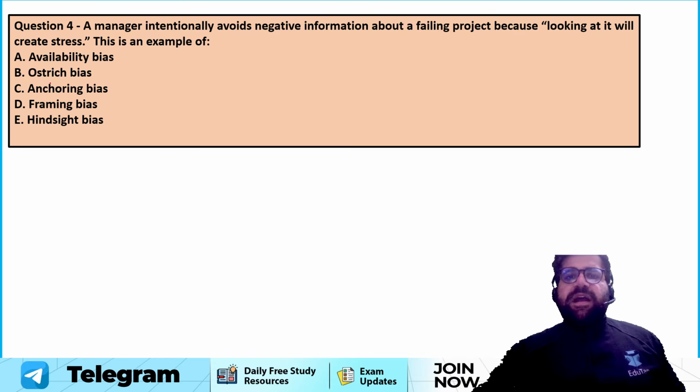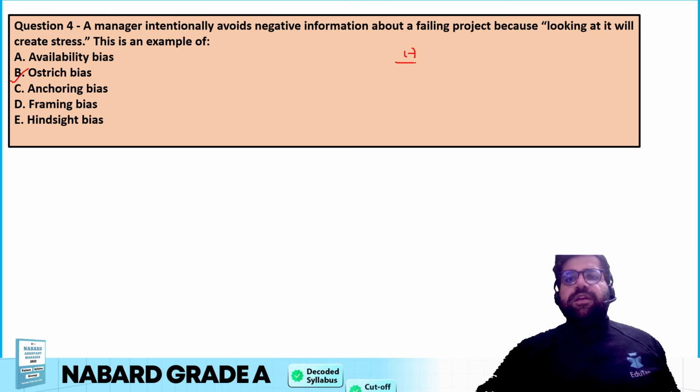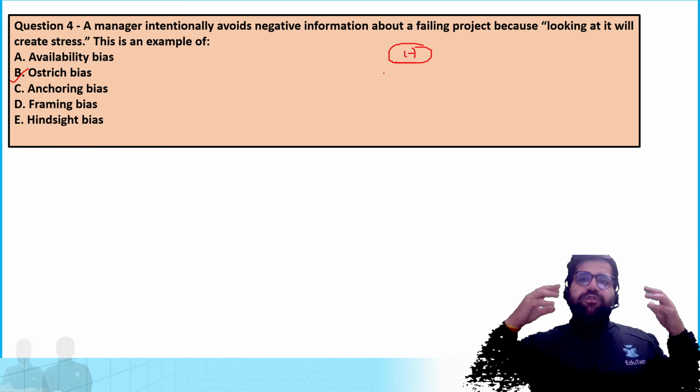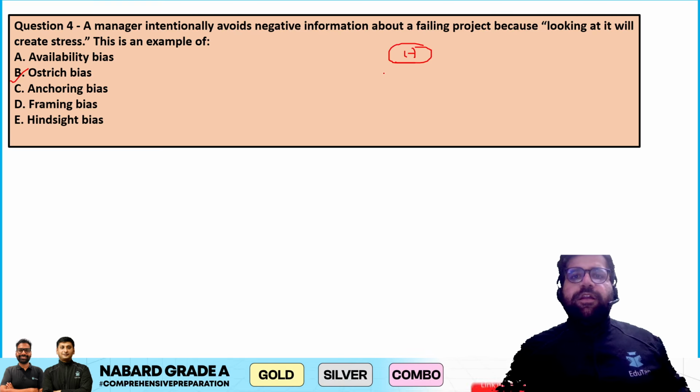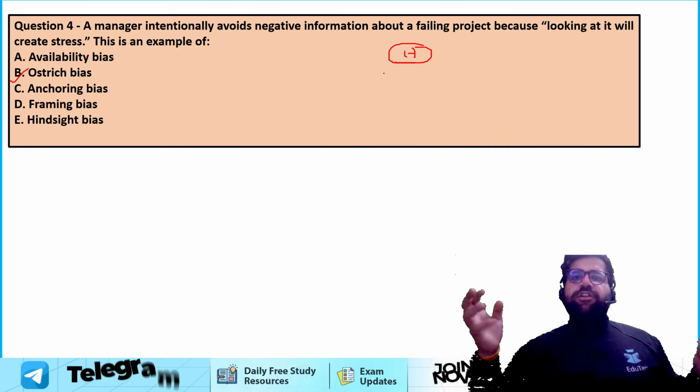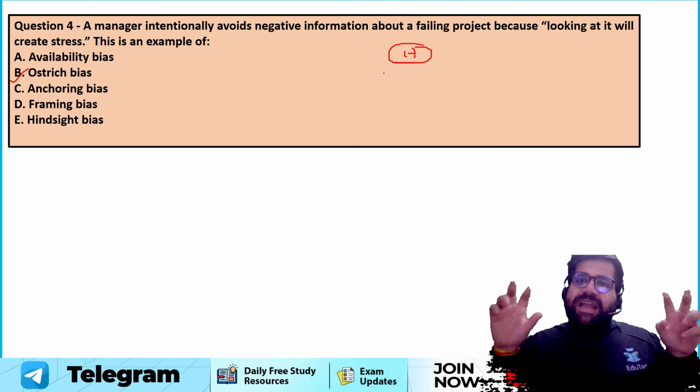Now, this kind of biasness, which is mentioned in question number 4, is known as ostrich bias. Ostrich bias basically means what? That I will not focus on the negative outcomes, because the moment I focus on the negative outcomes, I will be in stress. It's like I will use my head and dig it deep, because I will assume that a negative event will just move away from me. It will not notice me. So it's that kind of analogy.